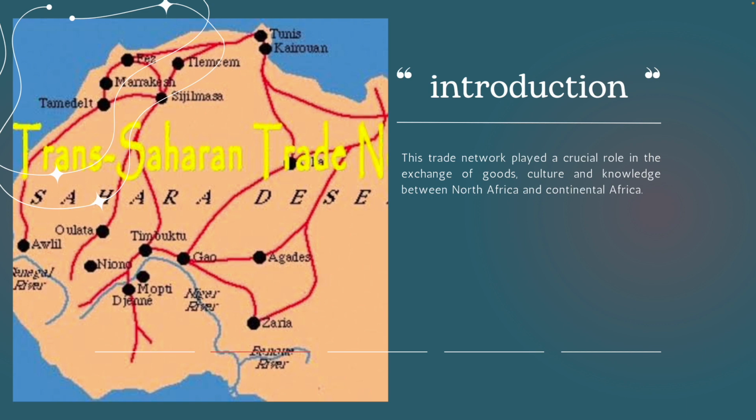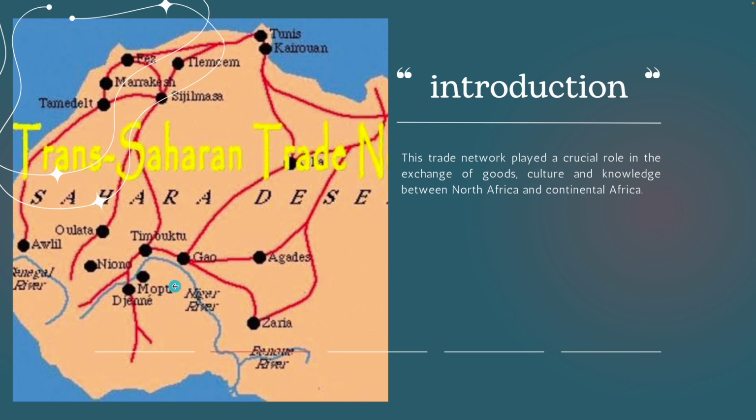You can see the Sahara Desert, like I mentioned in the other map. It's along here, and it's a vast desert, quite huge. The red lines are the routes along which goods were transported. You can see Djenné here, Timbuktu, Gao, and Zaria, which is part of Nigeria.